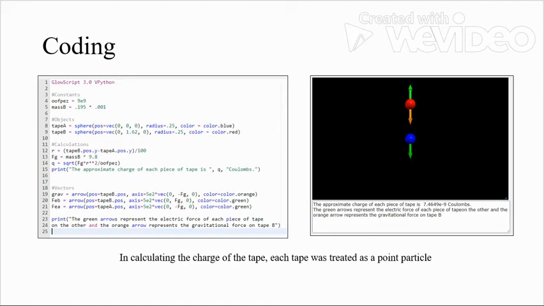And then we create our vector arrows. We have the orange arrow to represent the force of gravity, and then we have the electric force, which is equal and opposite to the gravitational force.